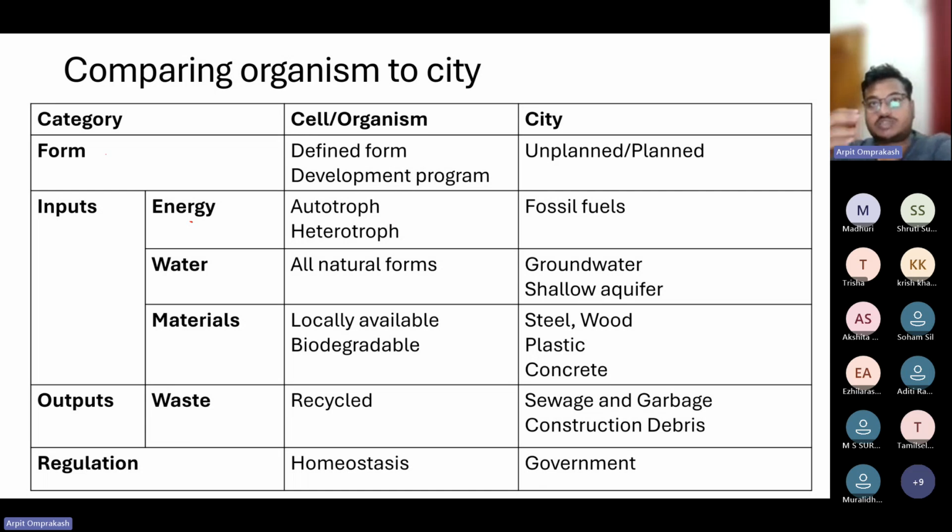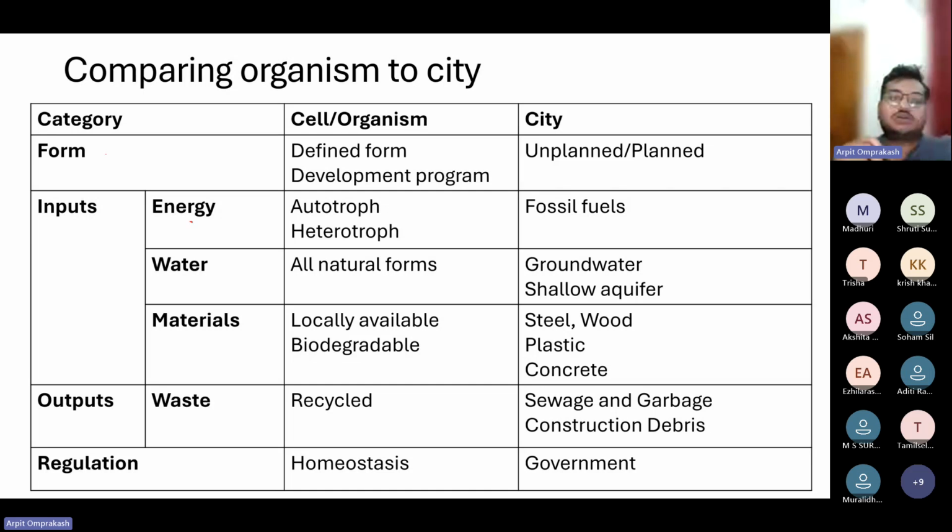Because humans have a defined form, a single species of bacteria also has a defined form, and that form comes about by using a strict developmental program. A city, however, can be both planned and unplanned. Many cities in India are very unplanned. However, there are planned cities such as Chandigarh, which were well planned before the construction of the city. Whereas many cities in India are a culmination of people settling nearby and then slowly those areas developing into urban areas.